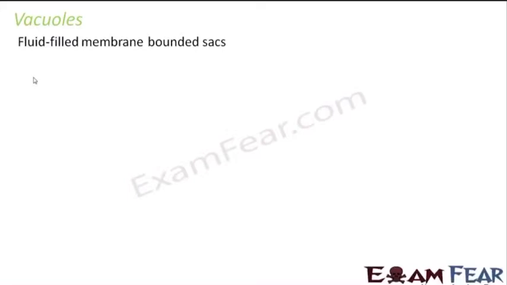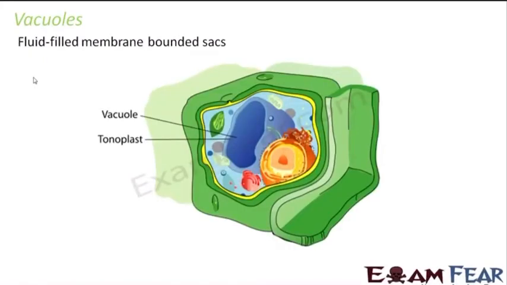Vacuoles. So what are vacuoles? Vacuoles are fluid-filled membrane-bounded sacs. Again, these are like vessels which are filled with some fluid and surrounded by a membrane, right? So this is how a vacuole looks like in a plant cell. So you can see a big structure, right? Quite a big structure which is surrounded by a membrane, and this is filled with a fluid.